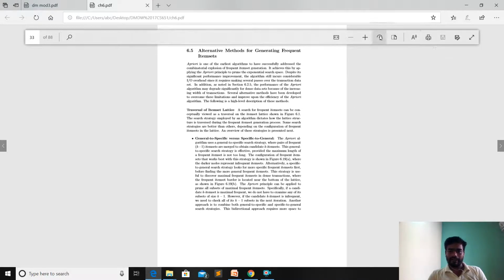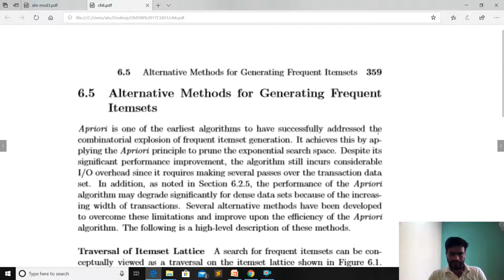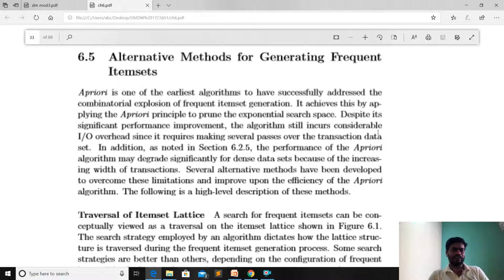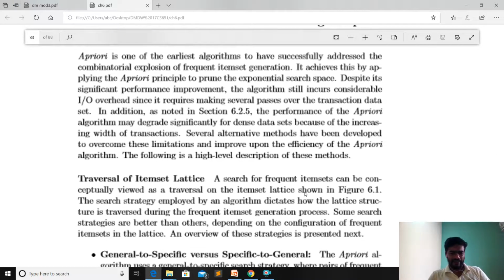Okay, next coming to the next part, alternative methods for generating frequent item sets. What are the different methods available for generating frequent item sets? One is the Apriori algorithm. Apriori is one of the earliest algorithms to have successfully addressed the combinatorial explosion of frequent item set generation. Despite significant performance improvement, the Apriori algorithm still incurs considerable I/O overhead, input output operation overhead, since it requires making several passes over the transaction data. For these reasons, the Apriori algorithm is a bit expensive.